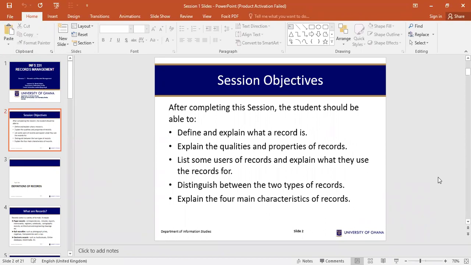able to define and explain what a record is. Explain the qualities and properties of records. List some uses of records and explain what they use the records for. Distinguish between the two types of records. Explain the 4 main characteristics of records.